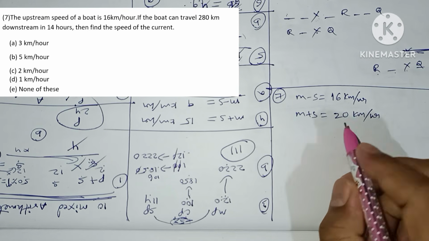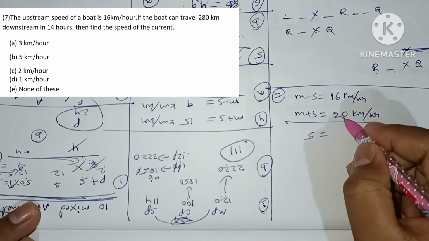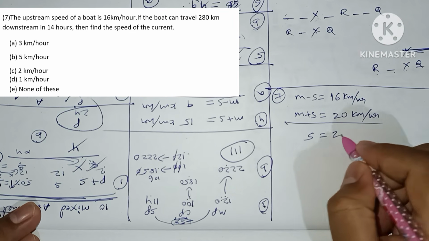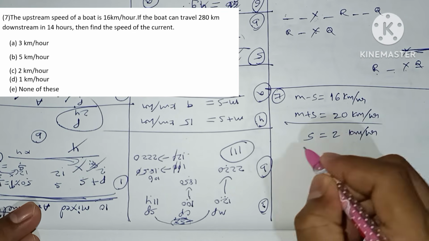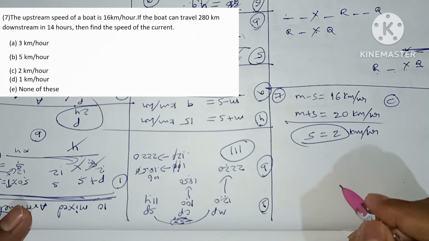Find the speed of the current. So we need to find the value of s. S value will be the difference between these two divided by 2, which will be 4 divided by 2, 2 kilometers per hour. So the answer is 2 kilometers per hour. So option C is the answer for the 7th question.